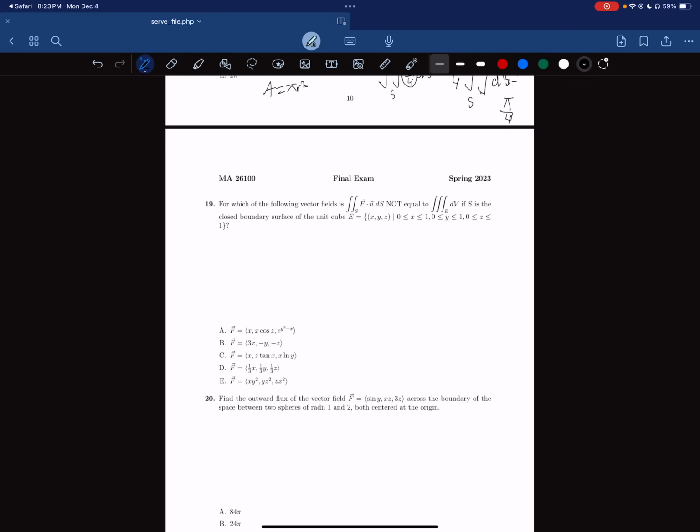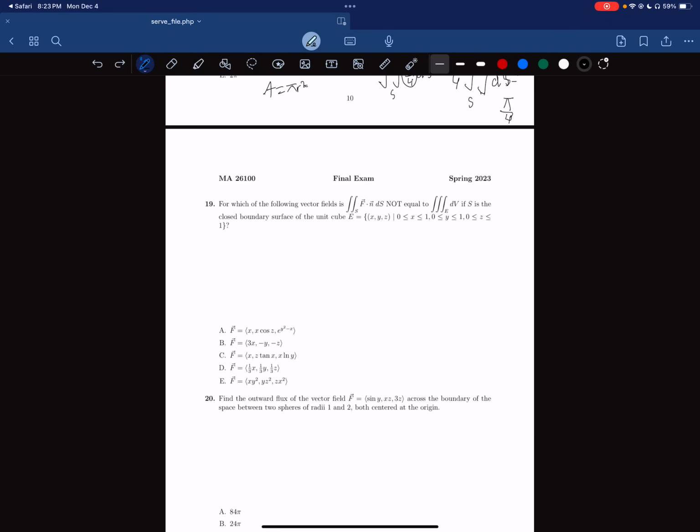Number 19, for which of the following vector fields is the double integral over the surface of F dot n dS not equal to the triple integral over the region E of dV, if S is the closed boundary of the unit cube? They just wrote out the definition of the unit cube here.